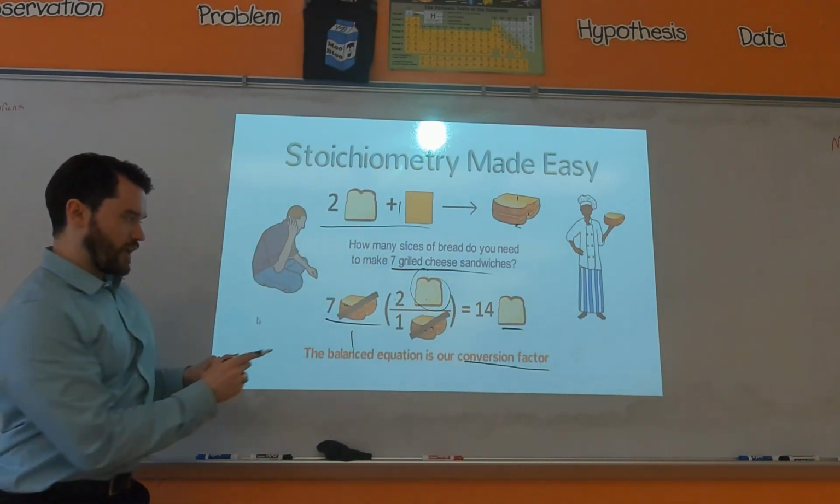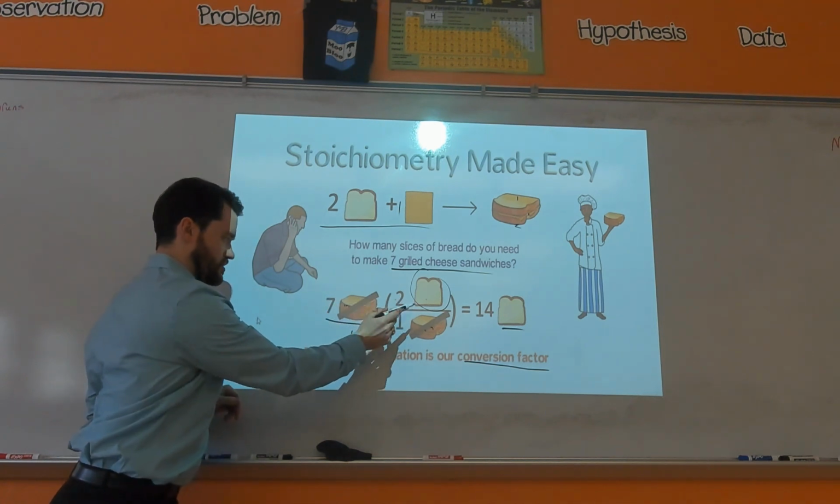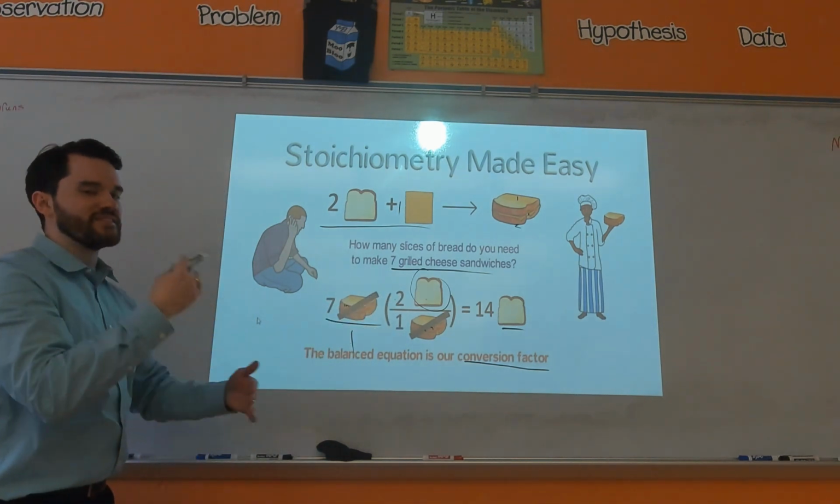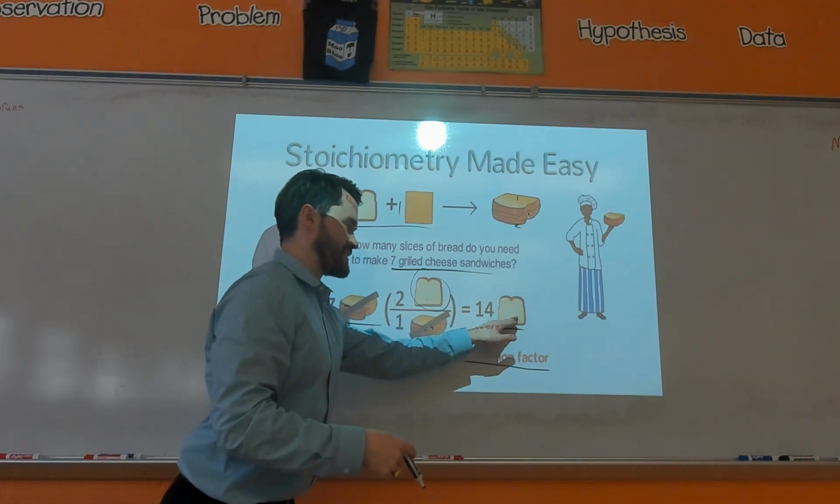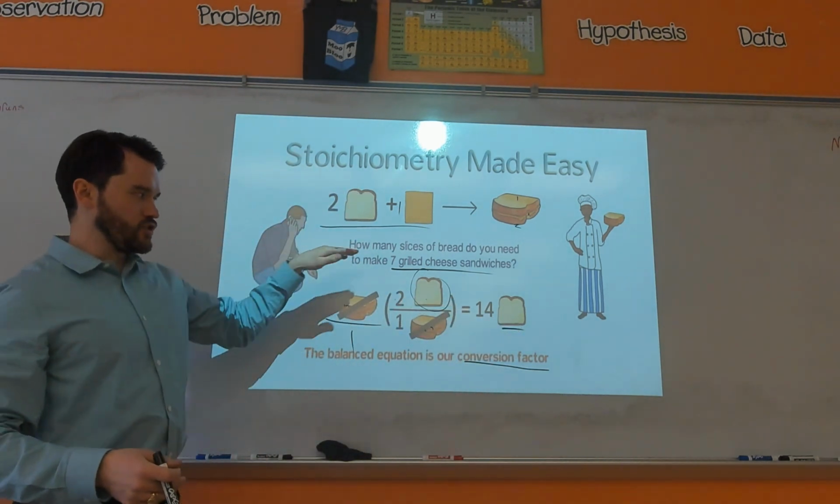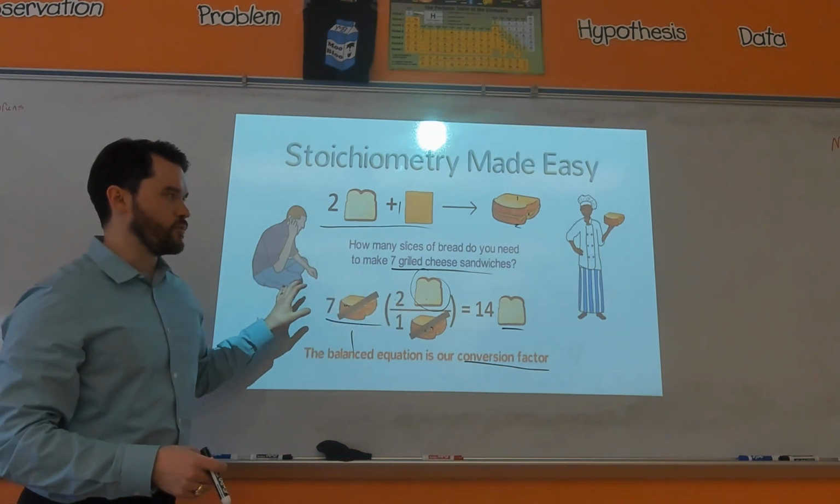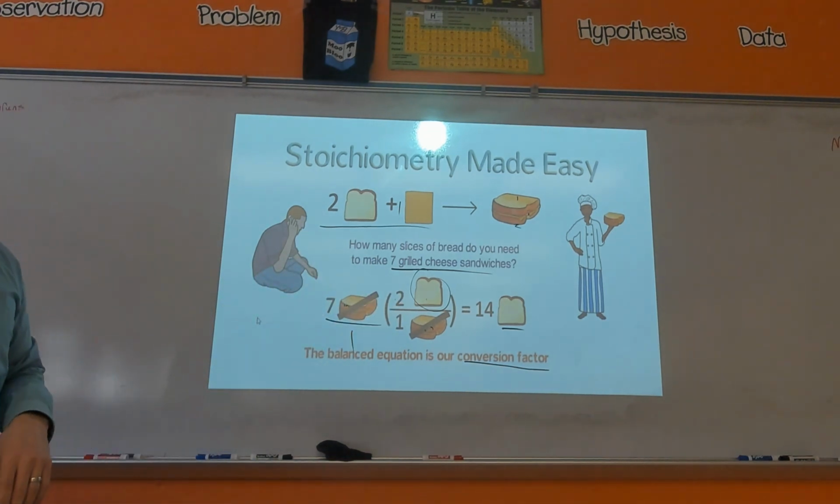Then you multiply across the top. So 7 times 2 is 14, divided by 1. Anything divided by 1 is just itself. So 14 slices of bread is what you need. Now again, you could have done that in your head, most likely, but understanding this method is important for understanding the idea of a mole ratio.